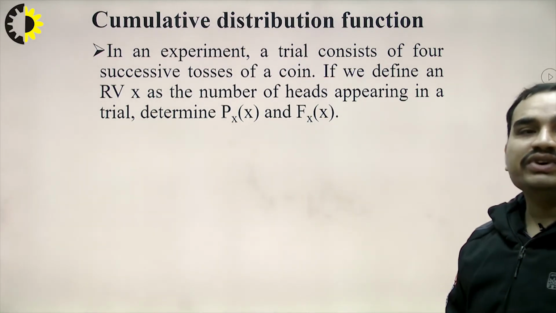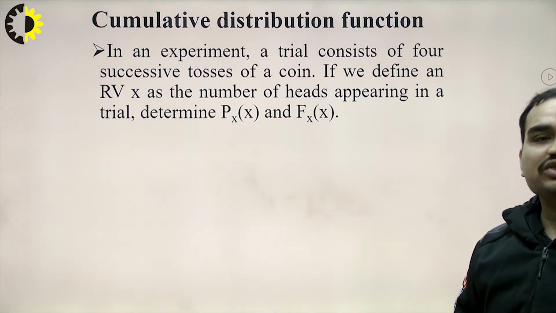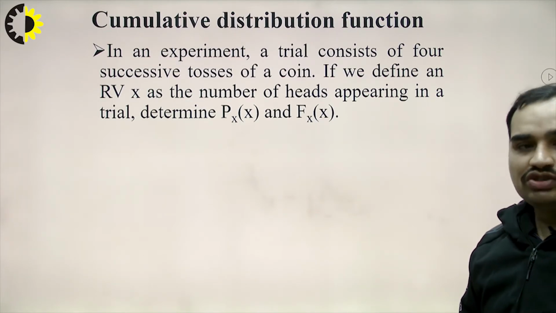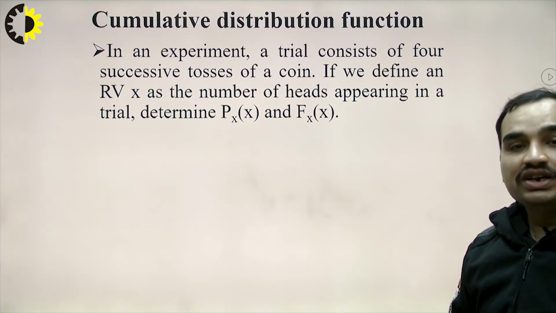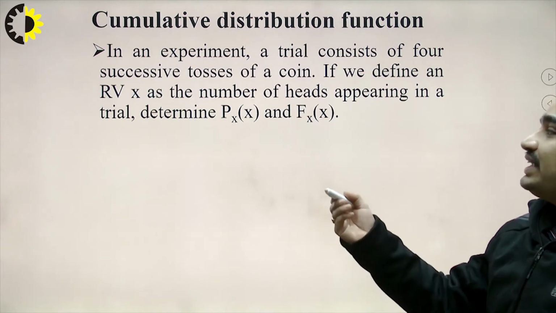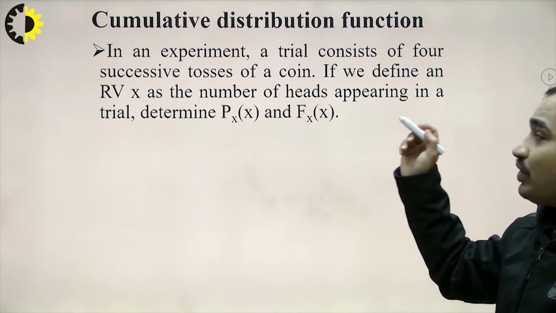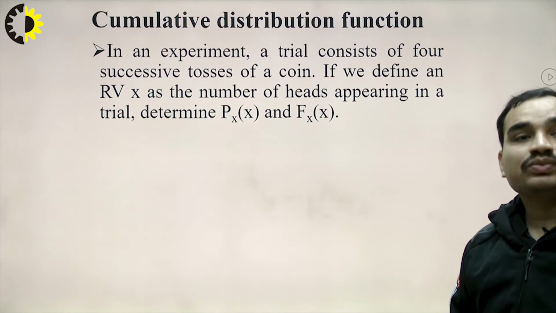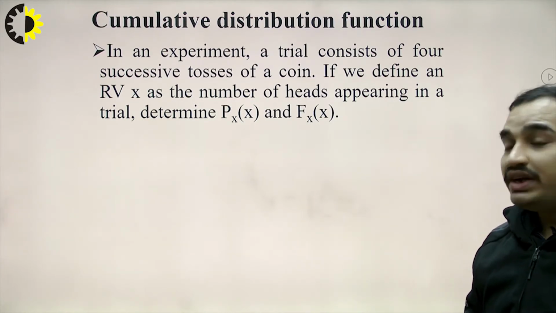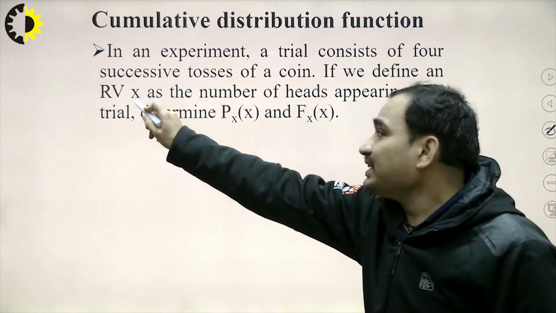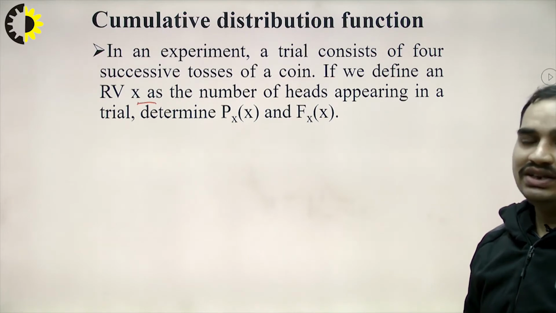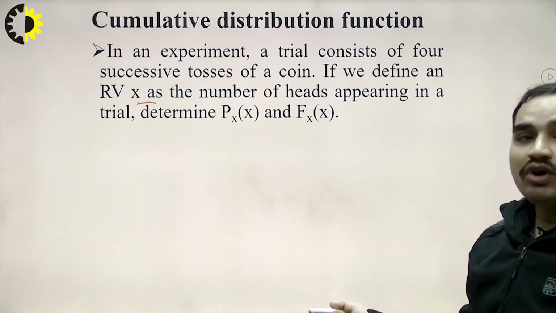Let's consider one example. We will solve one numerical based on this, and we will see how we can find the cumulative distribution function. So what is the experiment we are considering to understand it? We have an experiment: a trial consists of 4 successive tosses of a coin. We define a random variable x as the number of heads appearing in a trial. So x is a random variable for the number of heads.